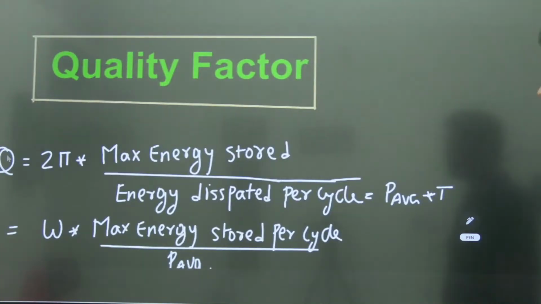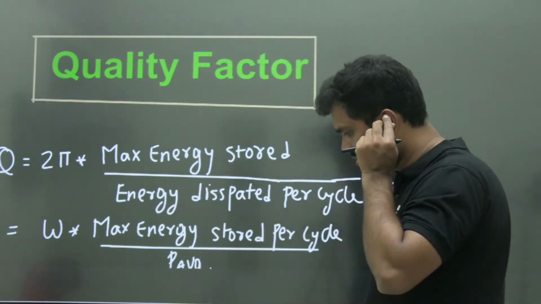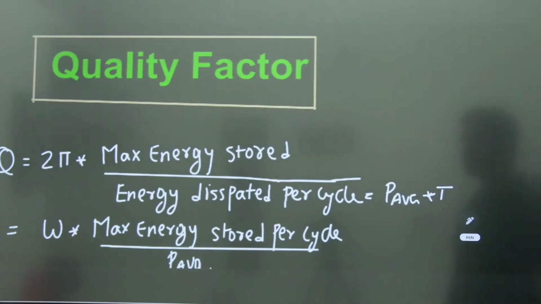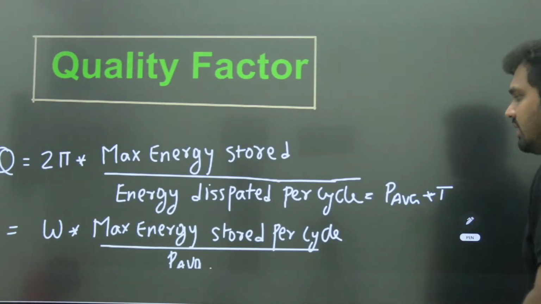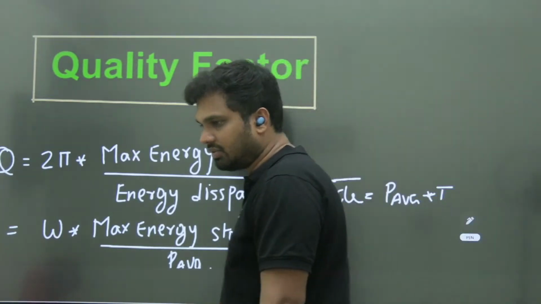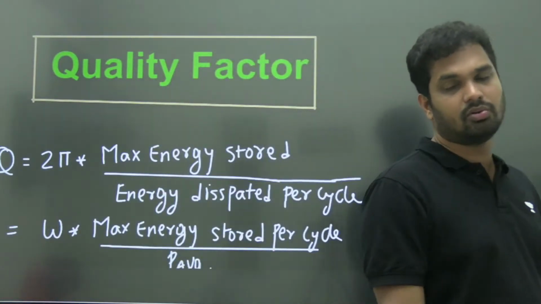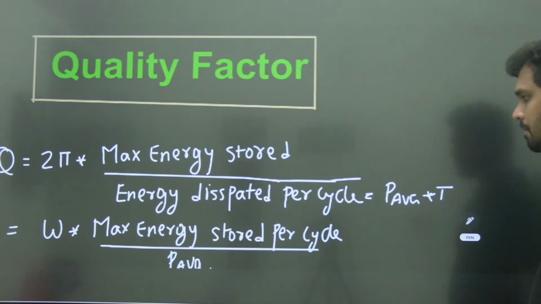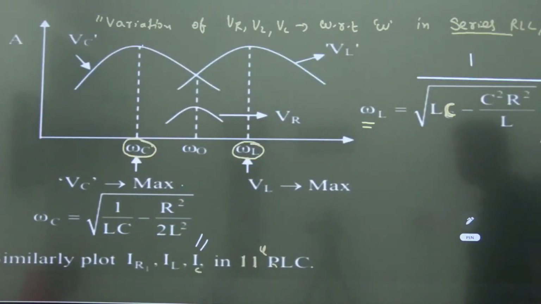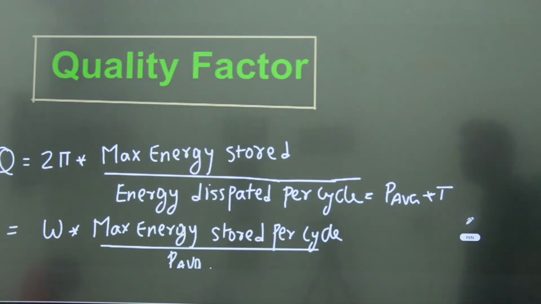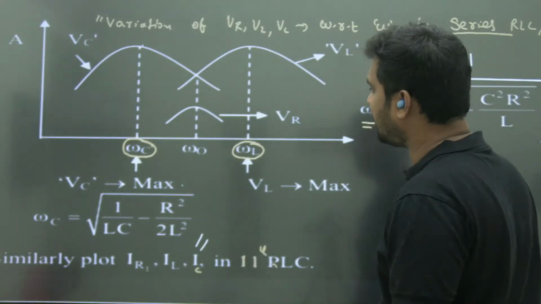So the quality factor Q is given by 2 pi into the maximum energy stored per cycle, divided by energy dissipated. Energy dissipated per cycle is given by average power into time period, or average power is energy dissipated per cycle by the time period. So by using that, maximum energy by average power, you can derive this quality factor if you want. I am not going through the derivation because of the available time. Already I have given the final conclusion.